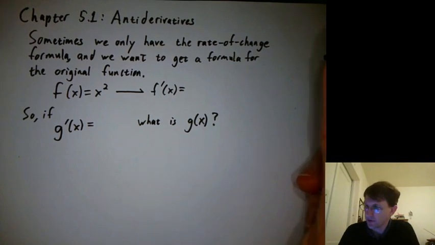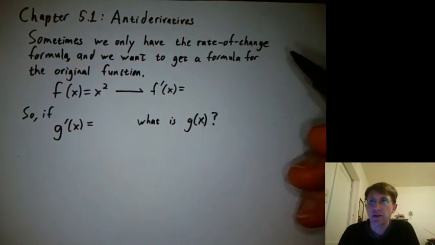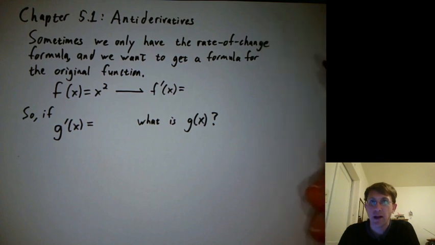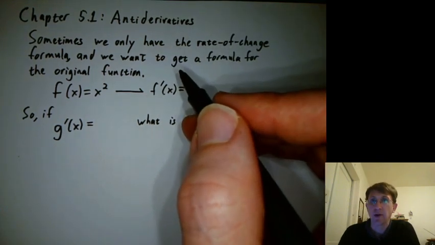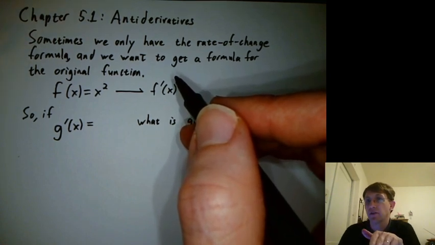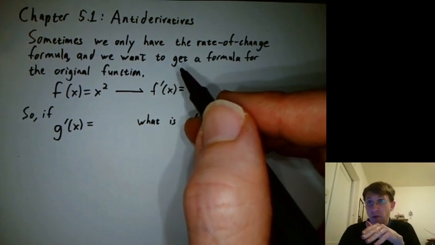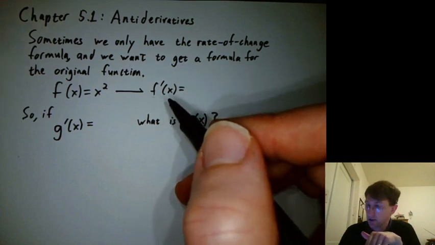All right, starting chapter 5.1, which is about antiderivatives. It's all the fun of derivatives, but backwards. So sometimes we have the rate of change formula, but we don't have the original function that it must have come from by taking the derivative. And we want to get a formula for the original function.